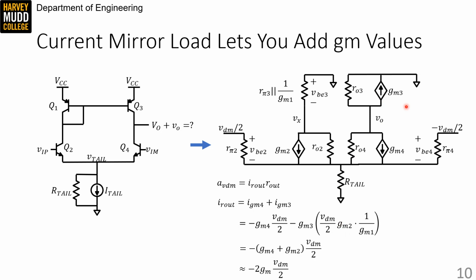So specifically, if GM1 and GM3 are matched, they cancel out, and we see that GM4 and GM2 are being added together. Both of these sides of the amplifier are contributing to our output current. And simplifying further, if GM4 and GM2 match well, then we find our output current is about equal to minus GM times VDM. So we're capturing our full differential input voltage in our output current. Hooray!